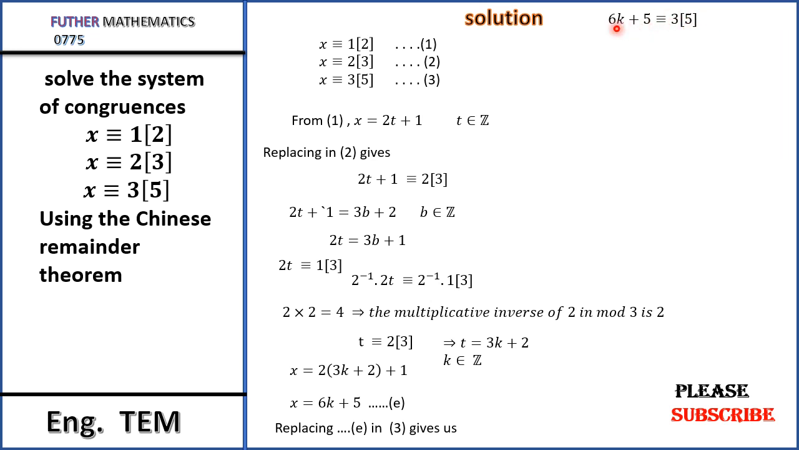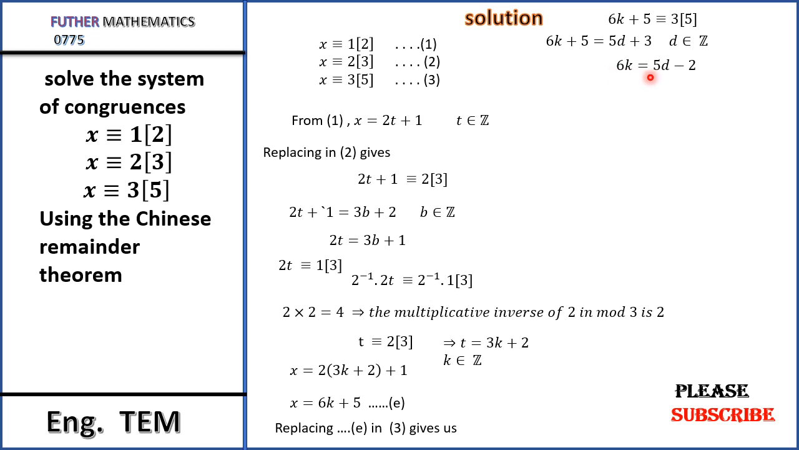Now, similarly, 6k plus 5 congruent to 3 mod 5 means that 6k plus 5, when it is divided by 5, the remainder is 3. So this number will be equal to what? 6k plus 5 equals 5d plus 3. This d is just a quotient that we get when 6k plus 5 is divided by 5, and our remainder is 3, and d is an integer. Now, simplifying that, we get 6k equals to what? 5d minus 2.